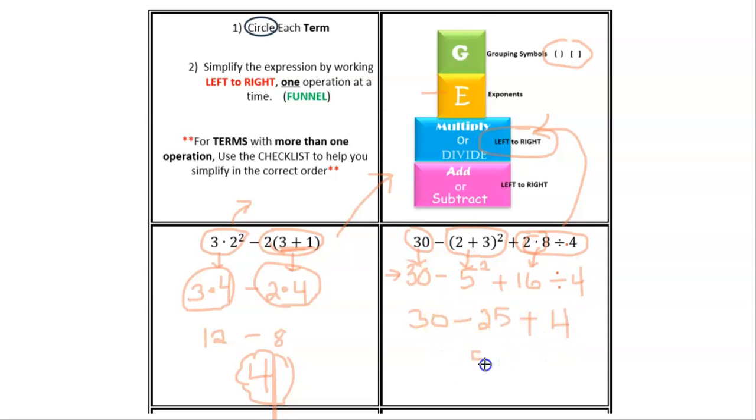30 take away 25 is 5. Bring down your plus 4. Remember I said one operation at a time when you're cleaning things up. 5 plus 4 is 9. And then you have it.